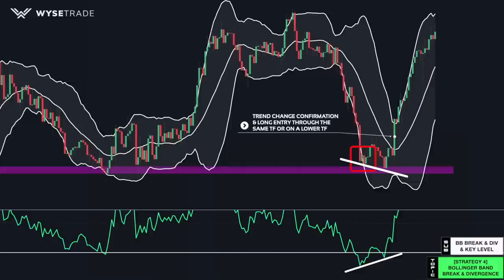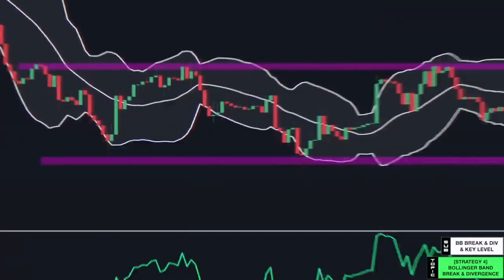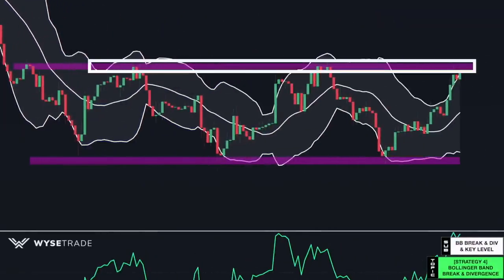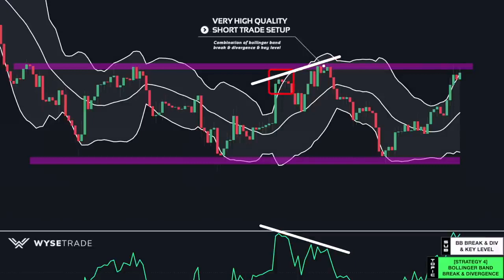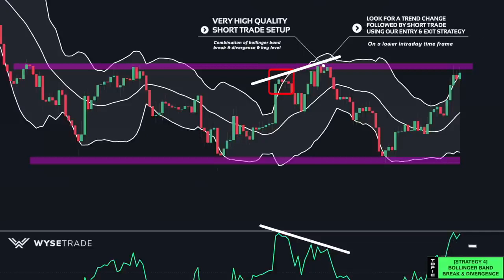So this works the same in the opposite direction. You have your key level of resistance because of this reversal point here. As price came back up, you had your band break and divergence form right at the key level, which presented a very high quality short trade setup. You would then look for an intraday trend change before using our entry and exit strategy. Now the final variation.